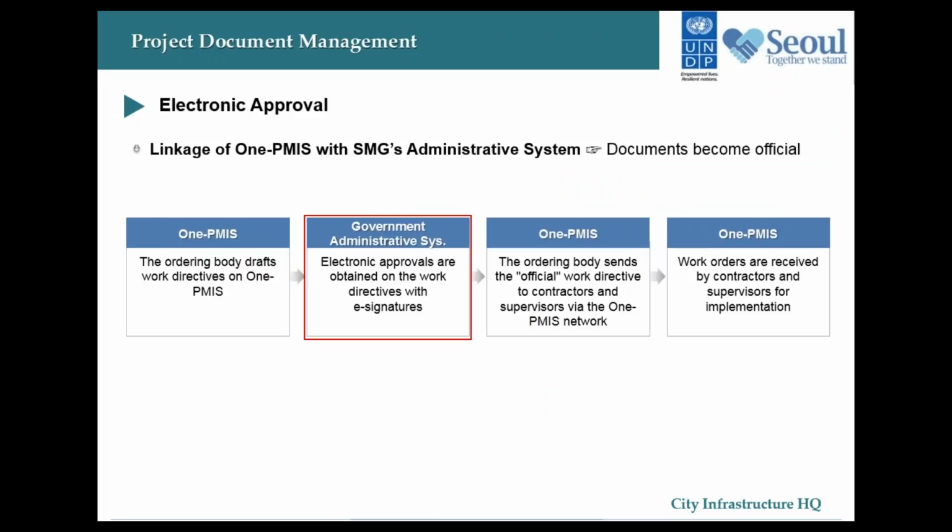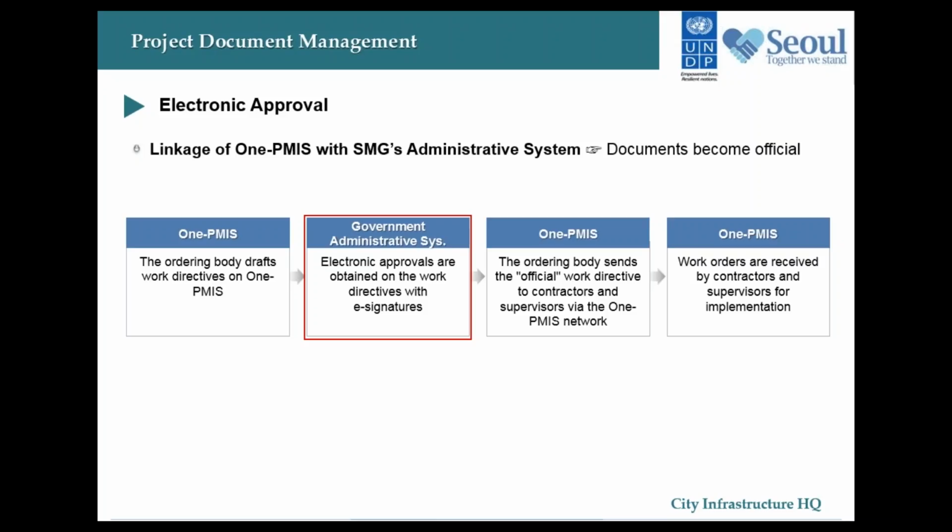First, the electronic approval. This is quite an innovative function that Seoul government has introduced that made OnePMIS an attractive and powerful tool. So what they did is the following. OnePMIS is linked to the internal administration system of the Seoul metropolitan city through an electronic approval system for its work directive documents. This function was actually introduced because Korea's current laws and regulations do not recognize documents created and registered through OnePMIS as official government documents. This is due to the different levels of security in these systems.